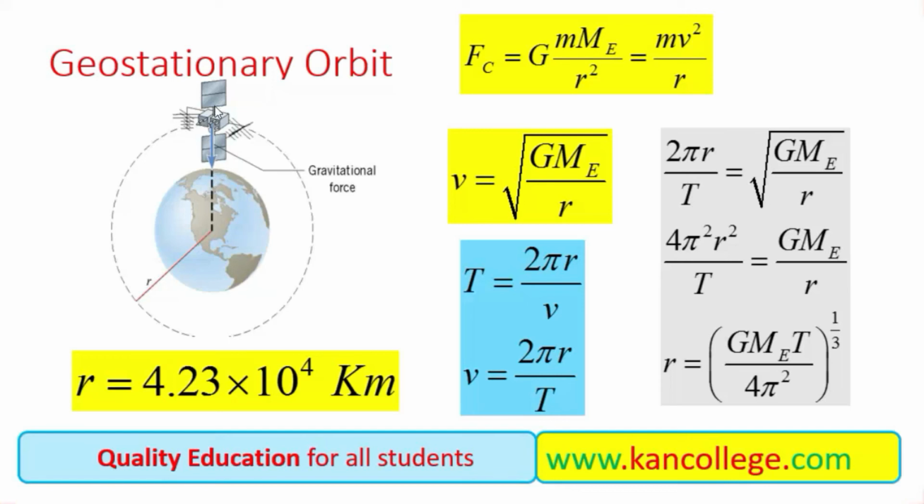Time period must match. So for matching the time period, a satellite has to revolve in a fixed circle of fixed radius, and that radius should be 4.23 times 10 to the power 4 kilometers. It is very necessary. Otherwise, the satellite moving in a circular orbit will not look stationary.